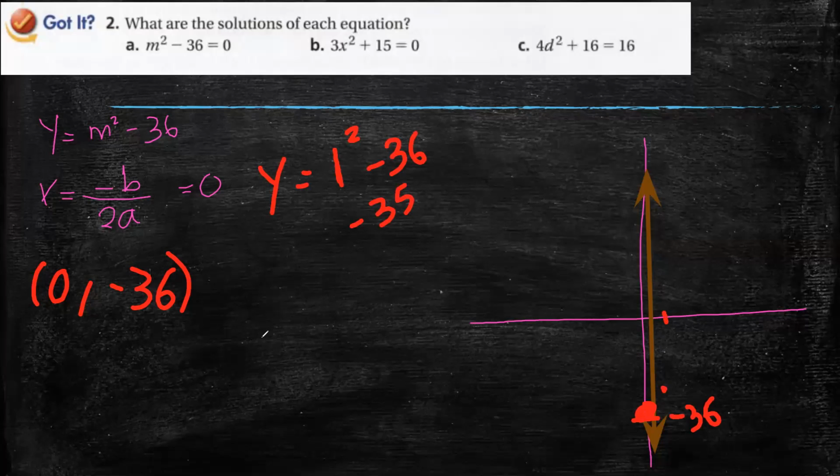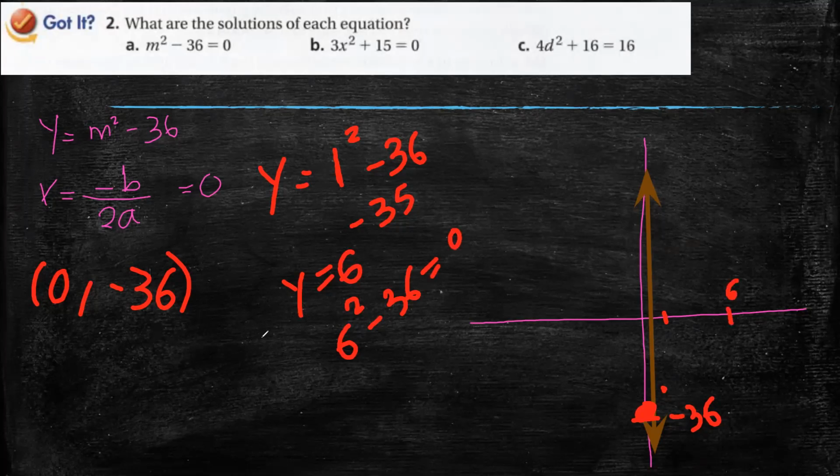Let's choose point 6 as an example. 6 squared minus 36 equals 0. So at point 6, it is 0. Let's connect between them and make a mirror like this. Where does the U curve touch the x-axis? It touches it at 2 points, at 6 and at negative 6.